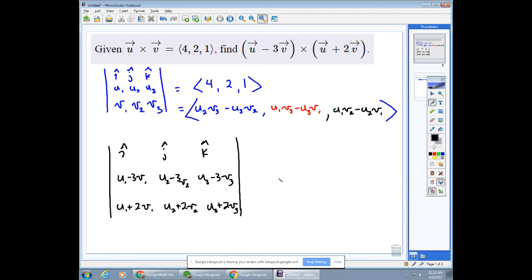Let's just consider the first component of this cross product, which would be blocking out the first column. Ooh, that's messy. U2 minus 3V2 times U3 plus 2V2 minus U3 minus 3V3 times U2 plus 2V2. Eek! And that's just the first component.